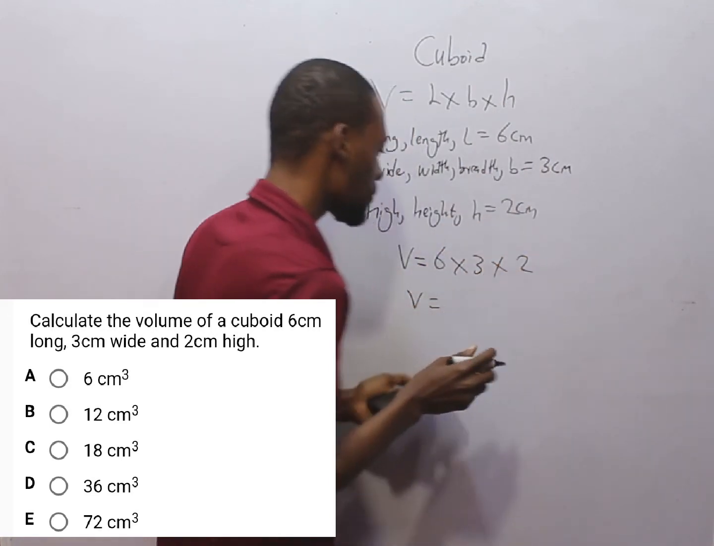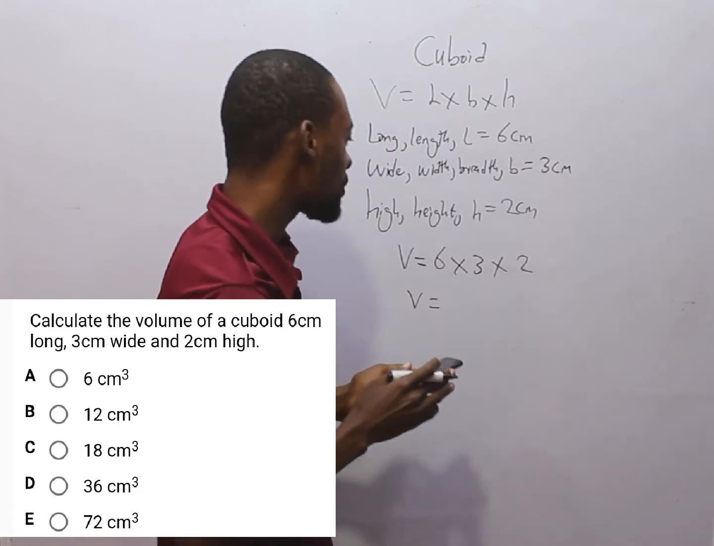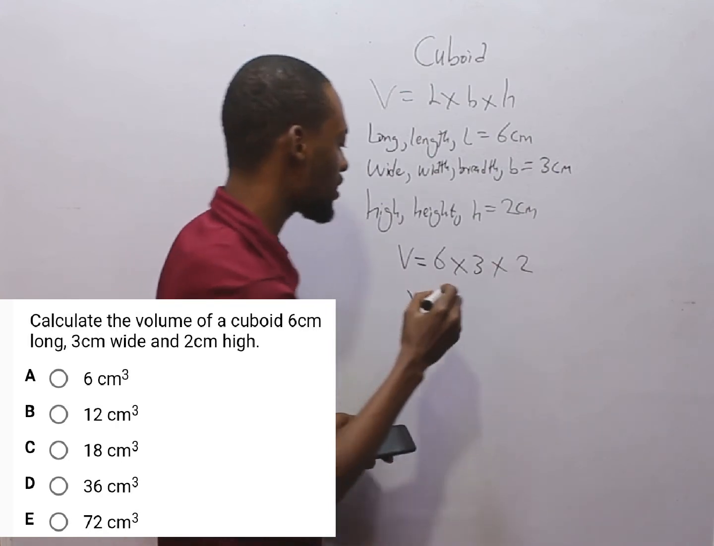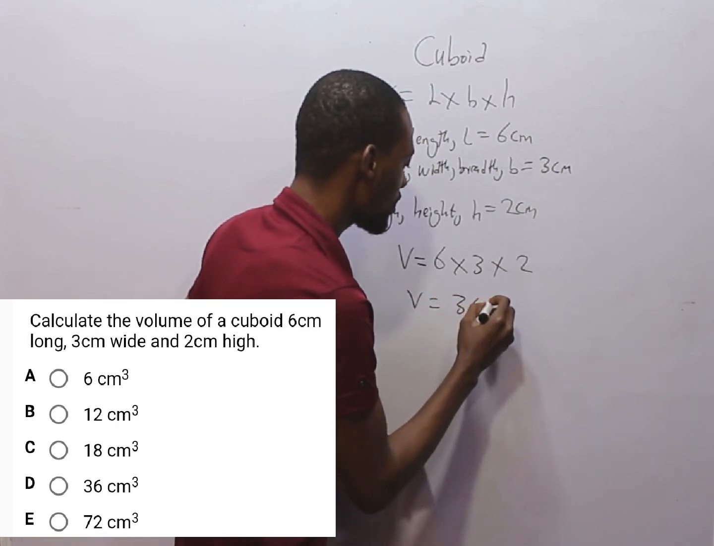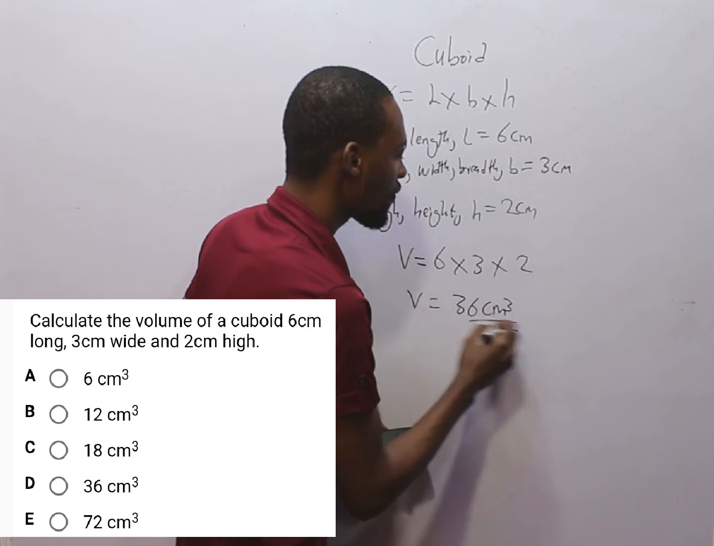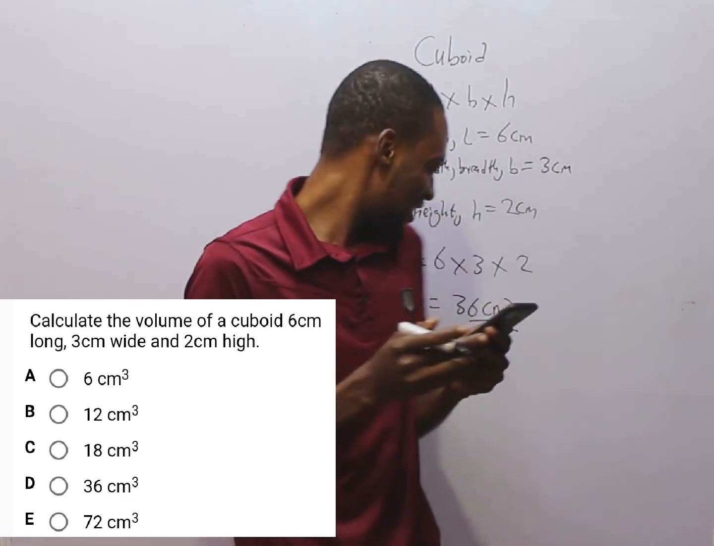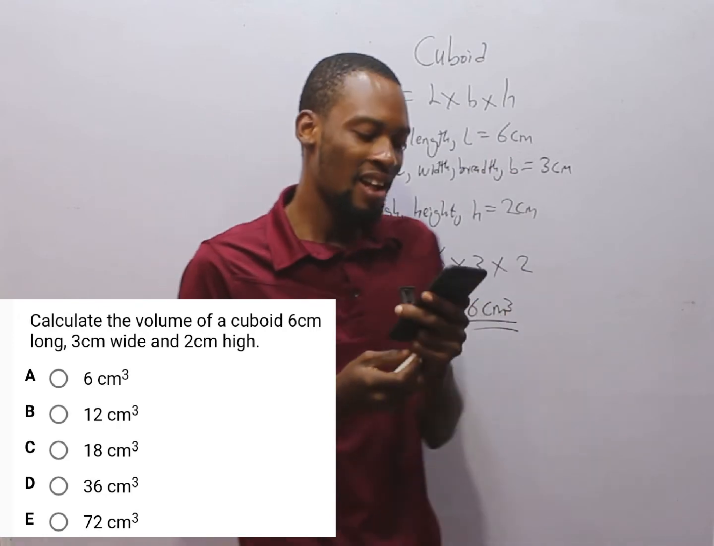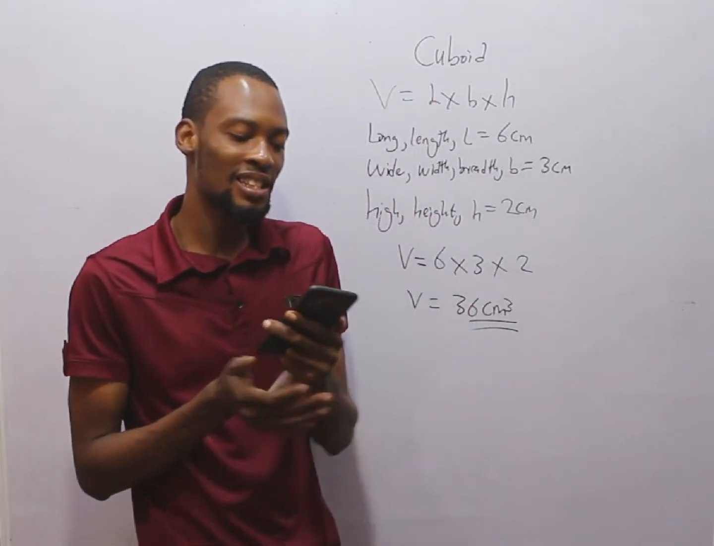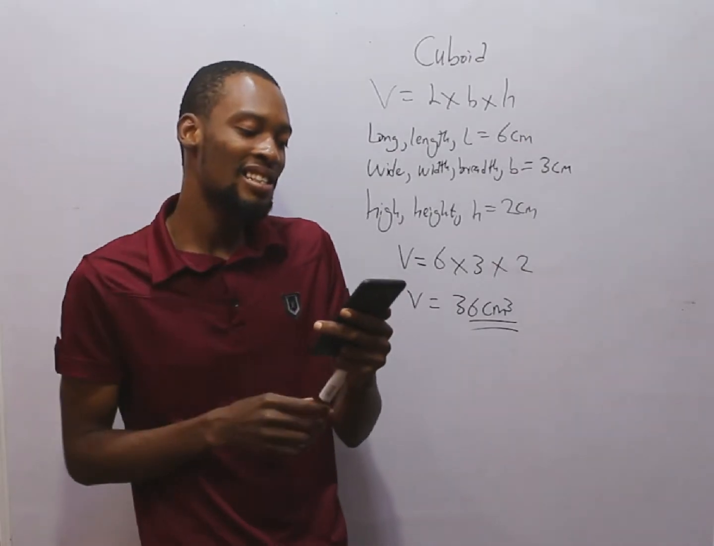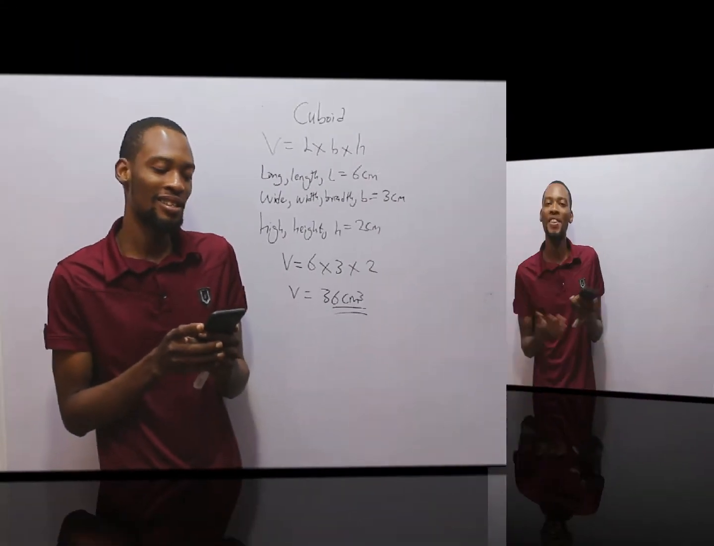V is simply equal to 6 times 3, which is 18. 18 times 2 should give you 36. 36 centimeter cube. That is the unit of volume. So option D is the correct option. The volume of a cuboid 6 centimeter long, 3 centimeter wide, and 2 centimeter high is 36 centimeter cube.